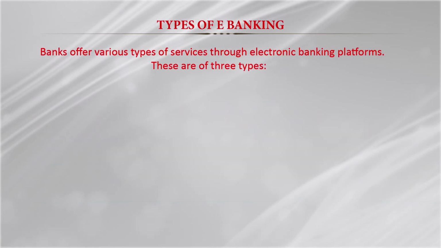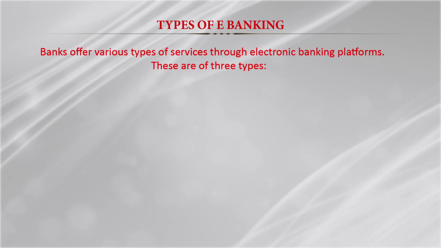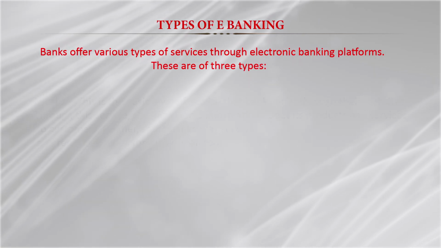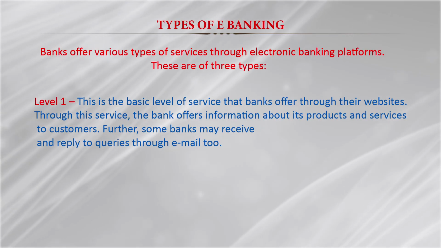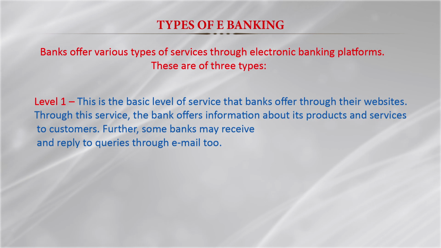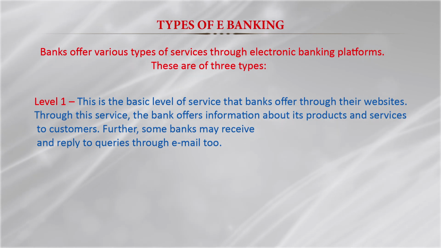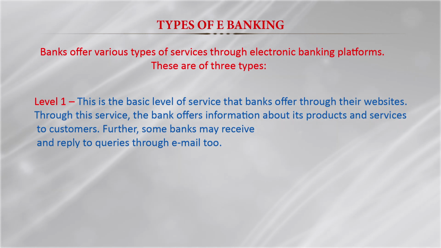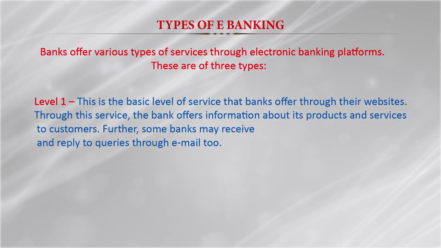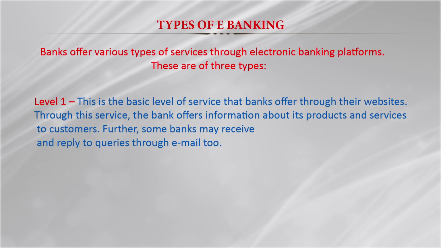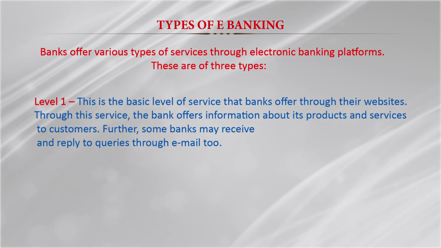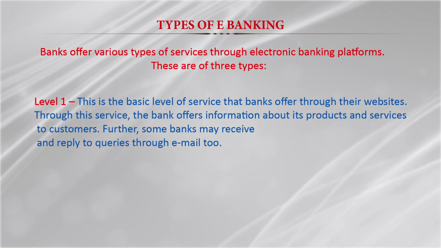If you talk about the types of e-banking, the banks offer types of services through electronic banking. There is a level 1, level 2 and level 3. If you see the level 1, this is the basic level of services that banks offer through their websites. Through the service, the bank offered information about its products and services to customers. Further, some banks may receive and reply to queries through email. So this was something which is a beginning stage, where things are more static in nature, and one-way communication is there, where the information is on the portal of the banks and you can just log in and get the information. There is no dynamic interaction.